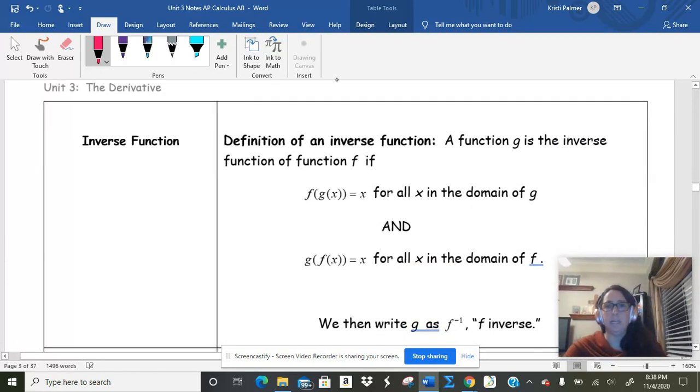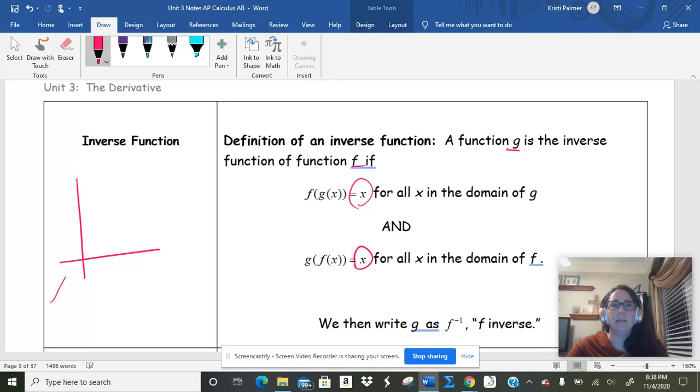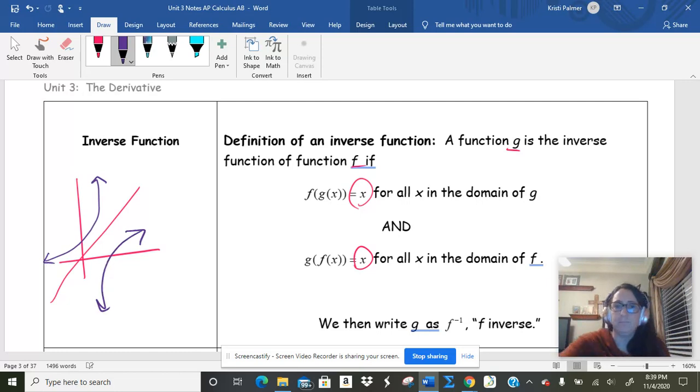Okay, so this is what I was kind of saying. If f and g are inverse functions, then when you compose them, you get x. What that kind of means is that line y equals x. So for instance, e to the x and the ln of x are inverses, which means they're symmetrical over y equals x.